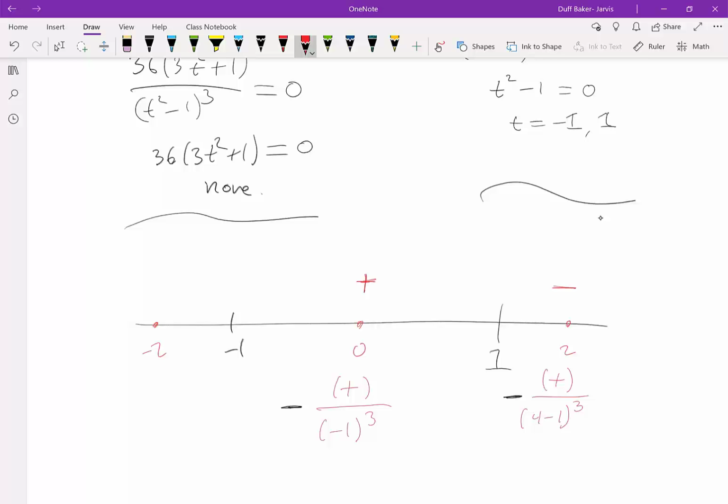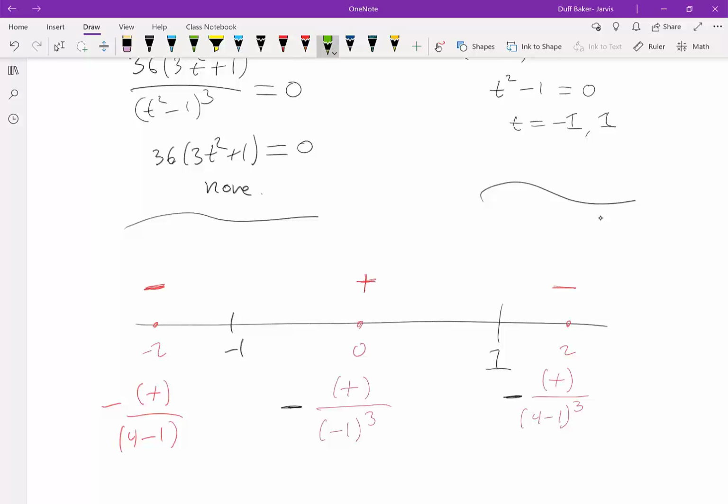And then over here on the left, it'll be negative of a positive on top over, well, because the minus 2 gets squared to 4, it actually ends up being the same, which we could have also known from it being even. Okay. So now, what we learned from this is what?